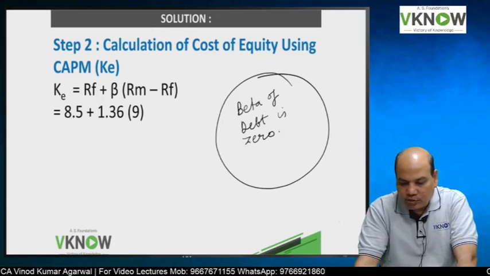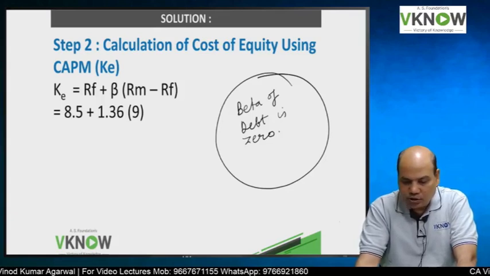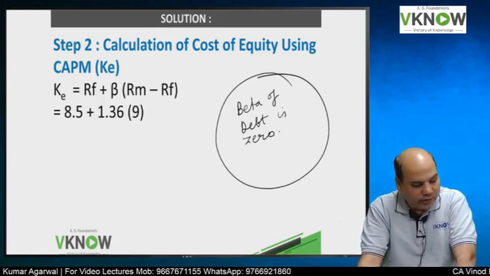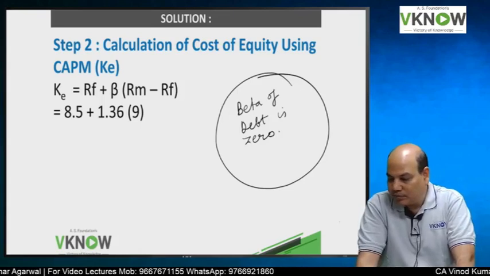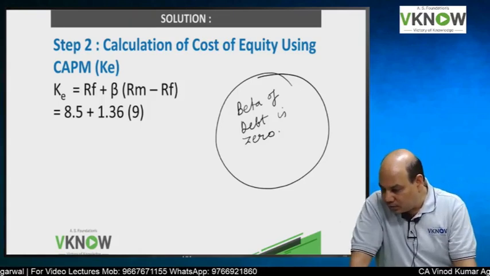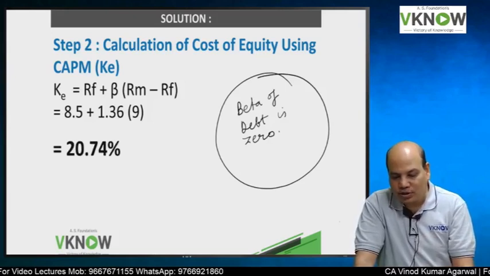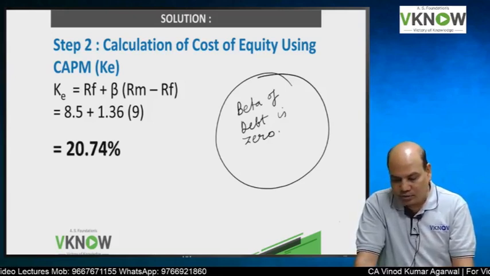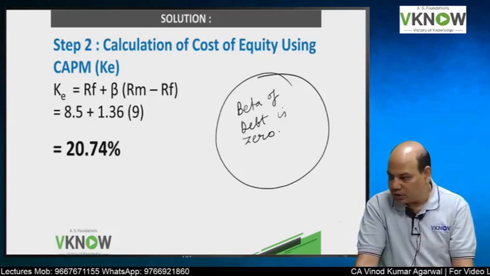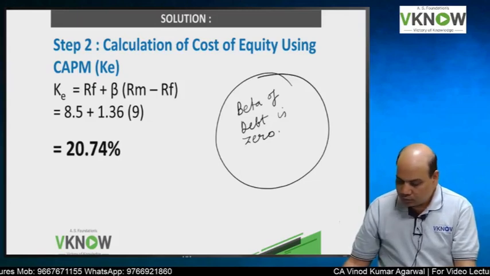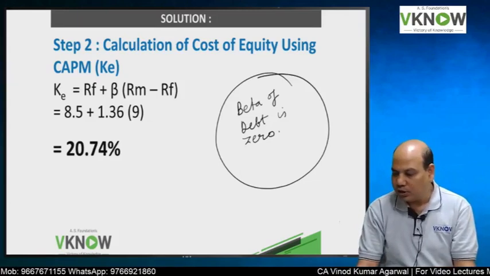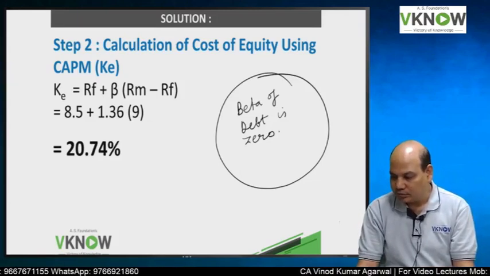So cost of equity is equal to 8.5 plus 1.36 into 9. RM minus RF is market risk premium. When they are using the word market risk premium means it is RM minus RF. So answer for equity is 20.74%.